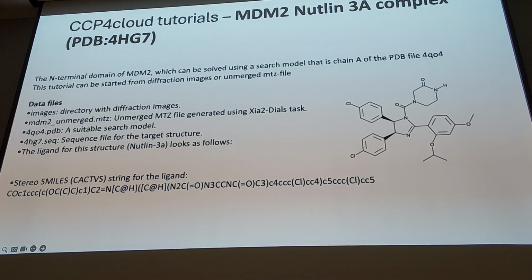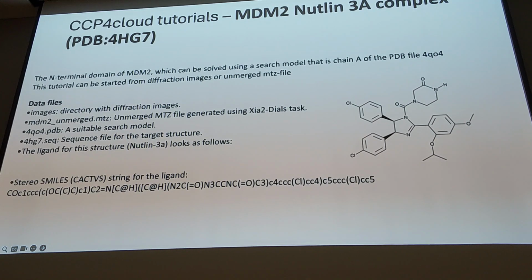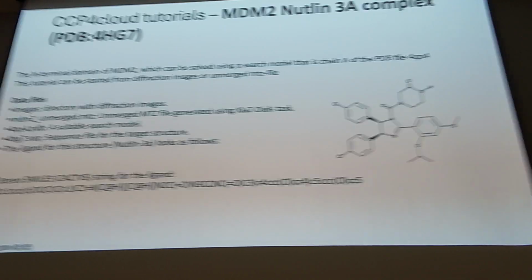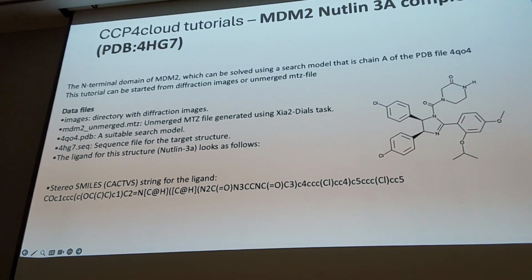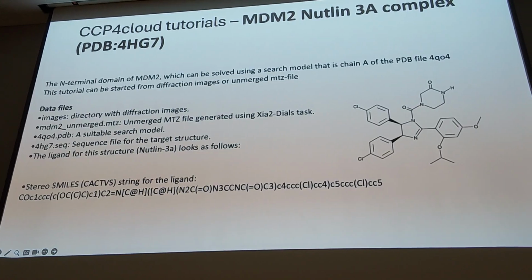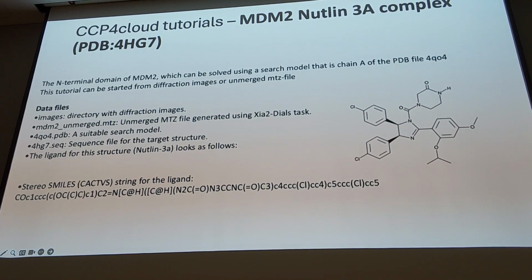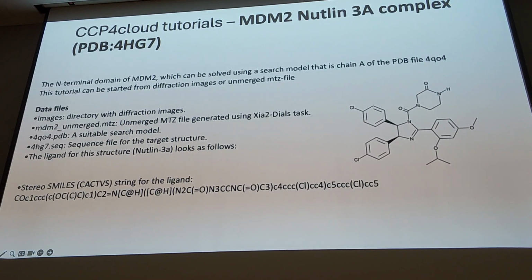A little bit more information, and this is all in the tutorial directory. There's a Newfoundland 3A complex. And we have images, we have an unmerged file as well that we used earlier. We have a couple of PDB files, we have a PDB file for the search model, we have a sequence, and we have that smart string that we can use. Now, obviously, what you could do, if you were lazy, is run ZIA2 followed by one of the automatic workflows. Take it from there.